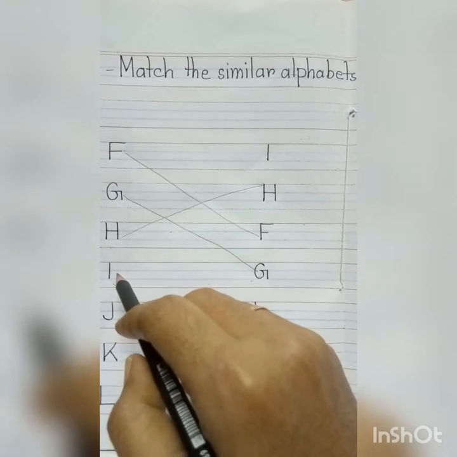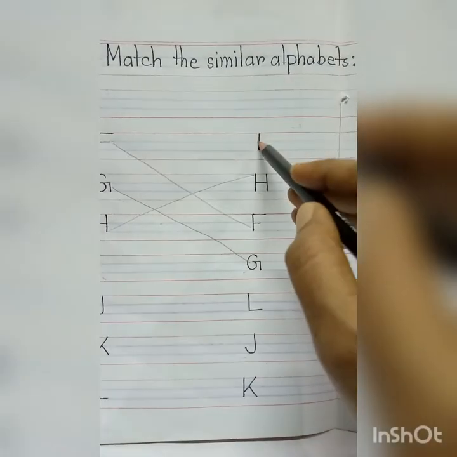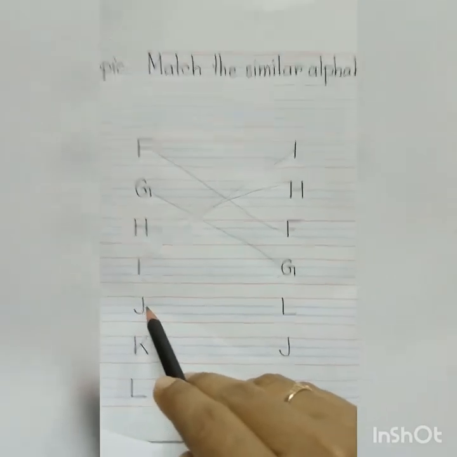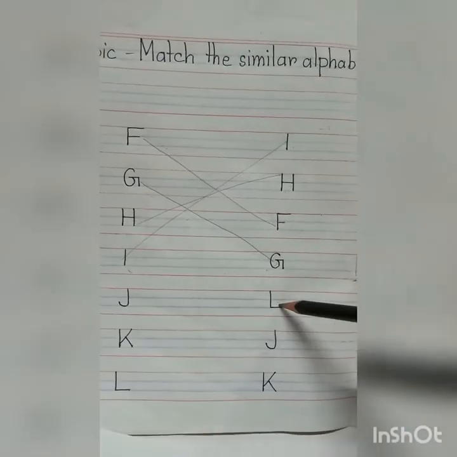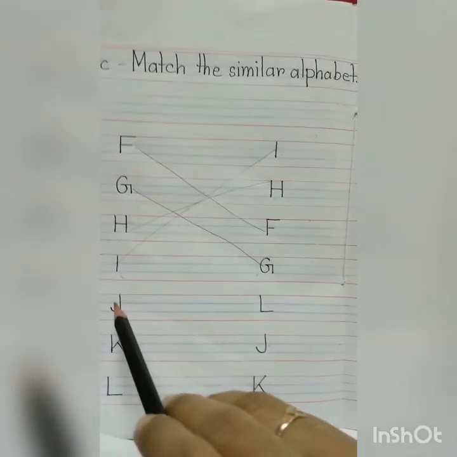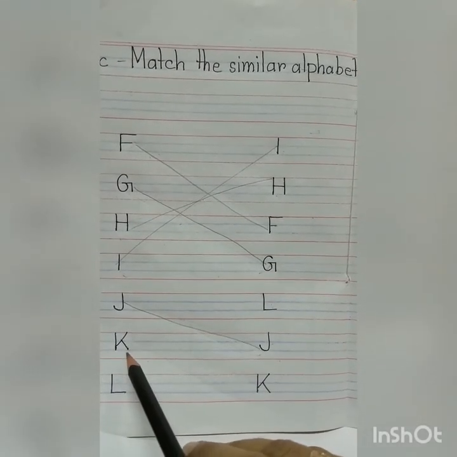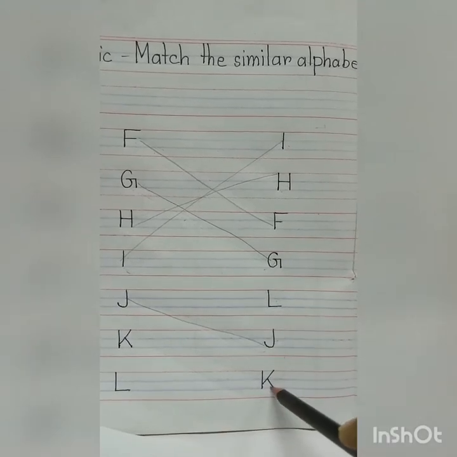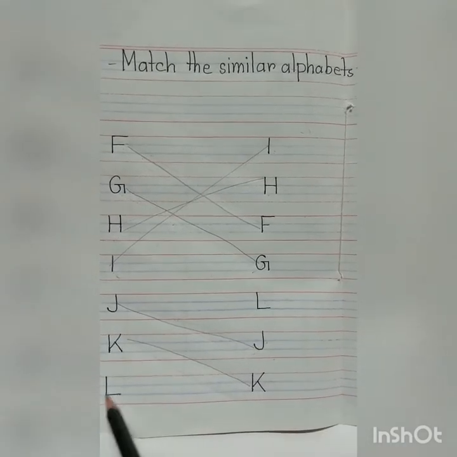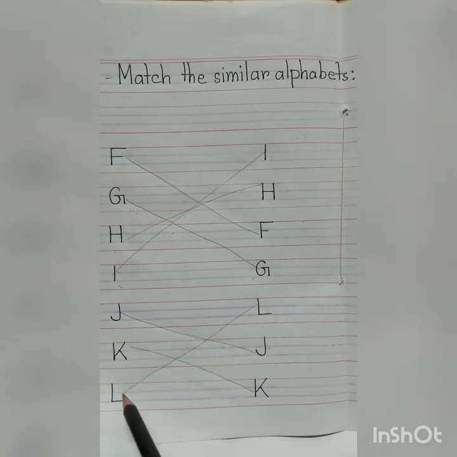What is this? I. Is this I? No. Is this I? Yes. I will match it. What is this? J. Is this J? No. Is this J? Yes. Okay. I will match it. What is this? K. Is this K? No. Is this K? Yes. I will match it. What is this? L. Is this L? Yes. I'll match it.